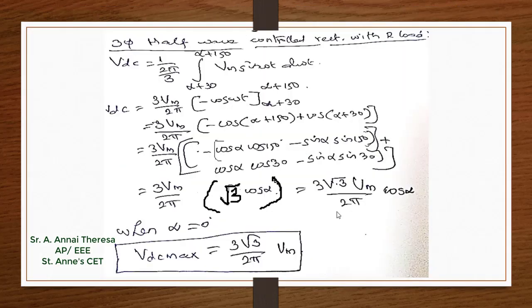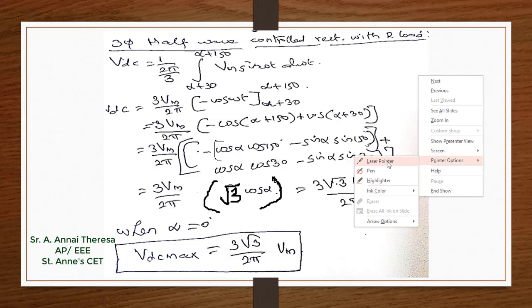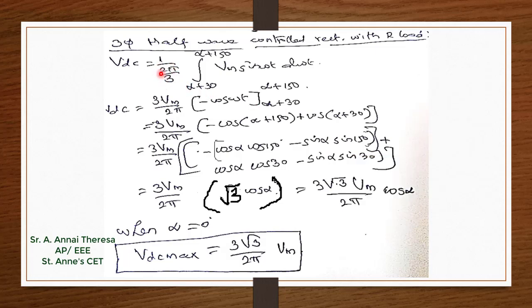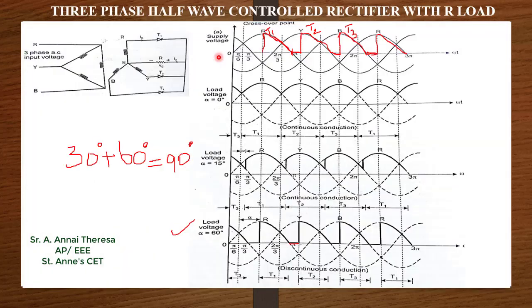This is the average output DC voltage. Here it is 1 by 2 pi by 3. Why? Because 2 pi by 3 is 120 degrees: 2 into 180 is 360, divided by 3 is 120 degrees. We put 120 degrees because in a 3-phase system each phase is shifted by 120 degrees. Then the limits are alpha plus 30 to alpha plus 150, because of the minimum and maximum points.